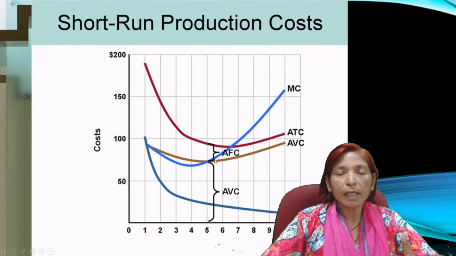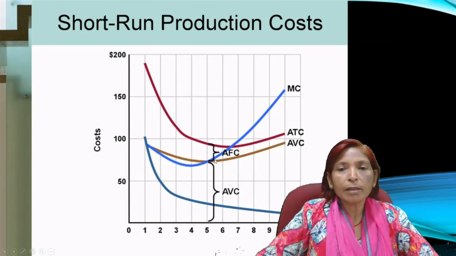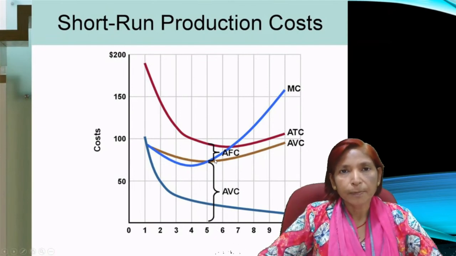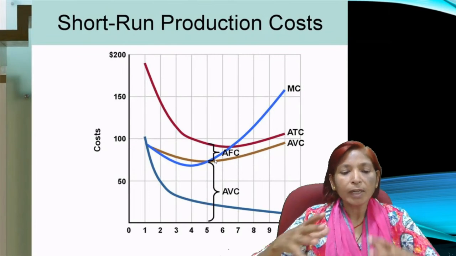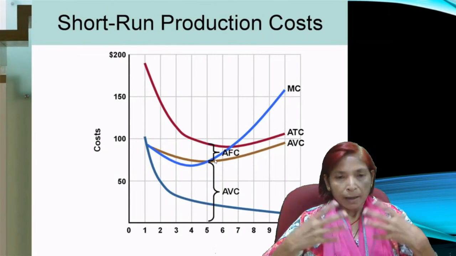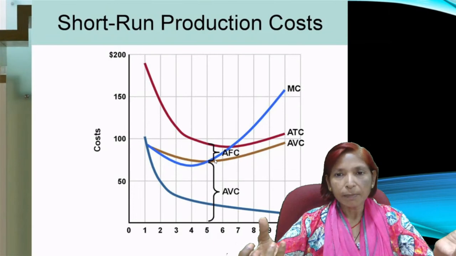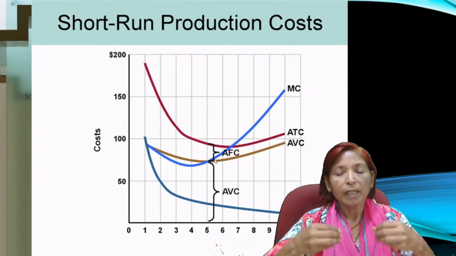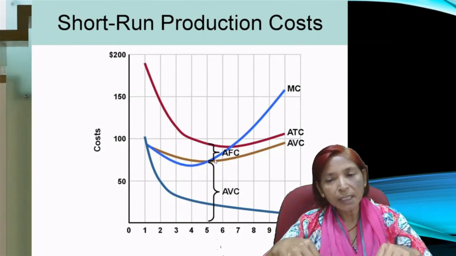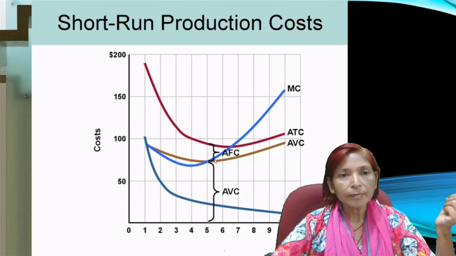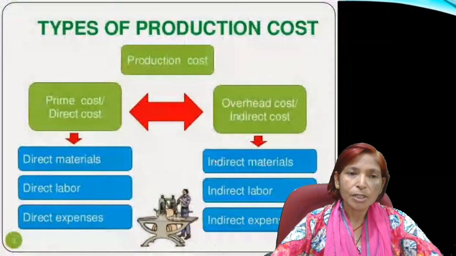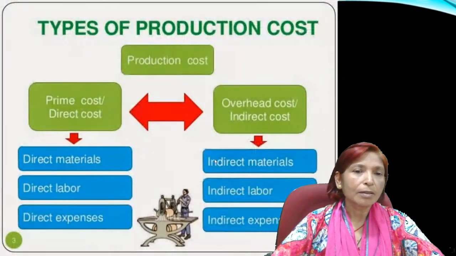So this is the relationship between short run cost curves. In short run cost curves, we explain this relationship with the help of AFC, AVC, ATC and MC. Now, types of production cost. There are different types of production cost.